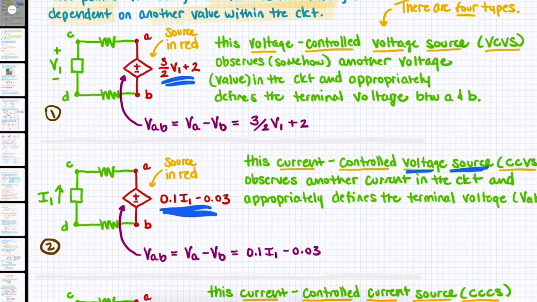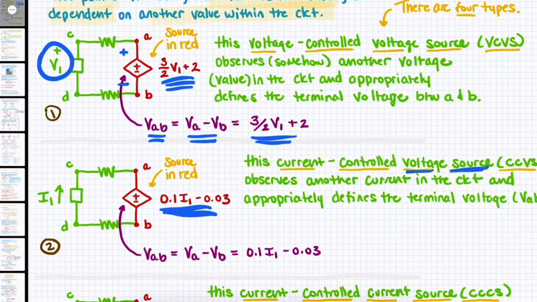Now, over here, we see that the voltage between nodes A and B is equal to 3/2 times V1 plus 2, where V1 is this voltage over here. Again, we apply the same use of KVL. VAB equals VA minus VB. We know that A is the positive and B is the negative because they're labeled. And that is equal to 3/2 V1 plus 2.